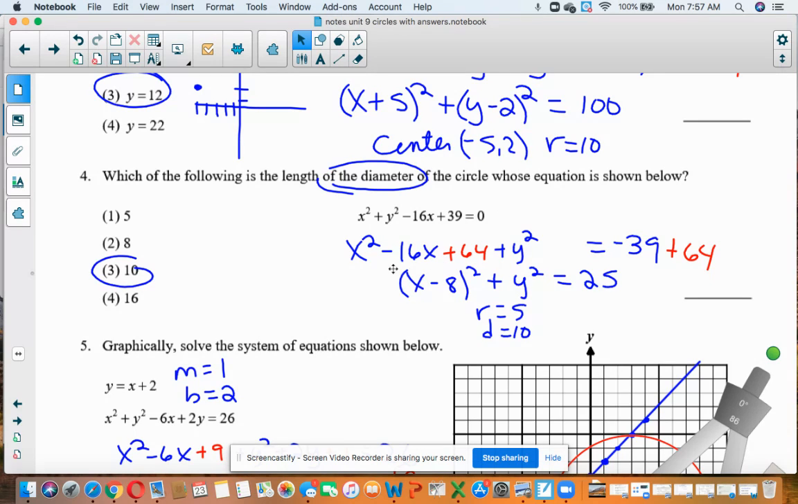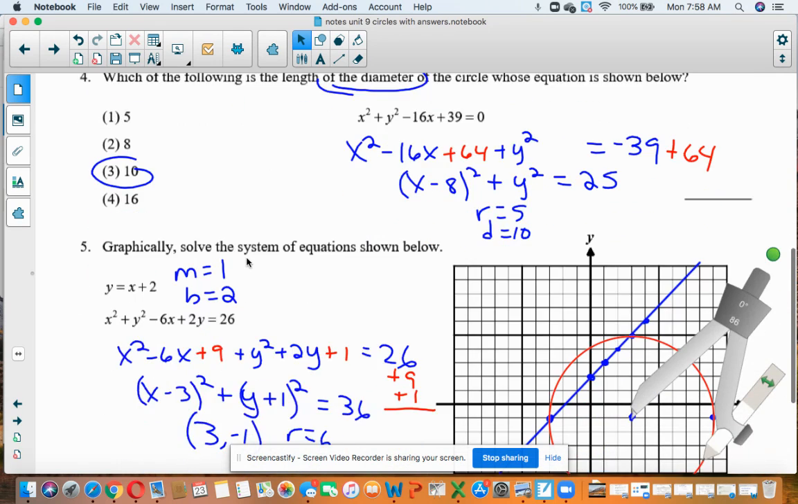I have to complete the square for the x's, but I don't need to do it for the y's because it's just y squared. I complete the square for the x's. I now have this number on the right, which is the radius squared. So my radius is 5, but remember they wanted the diameter. Notice though that 5 is one of the choices, so you do have to be careful.